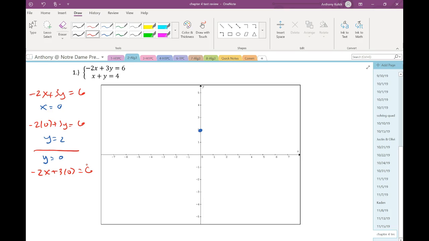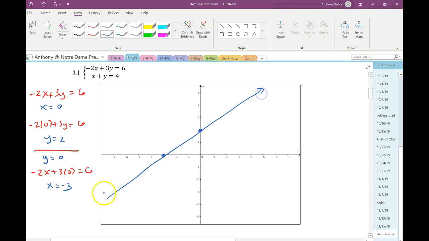So 3 times 0 is 0. Negative 2x plus 0 is negative 2x. When I divide both sides by negative 2, I get x is equal to negative 3. So I get this point. So there's the equation of that line.